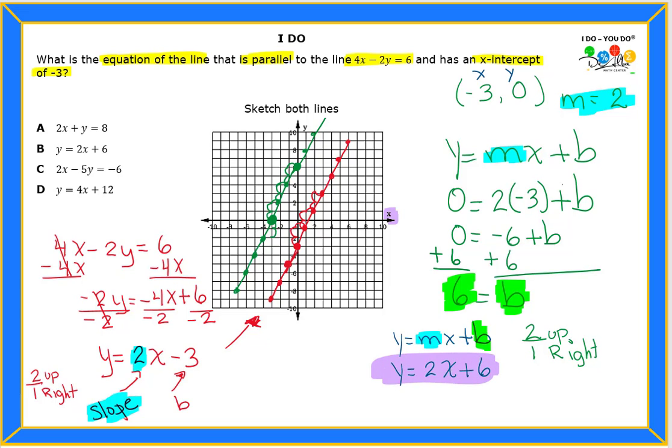This is a new equation. Notice how this one and this one over here both have 2 as the slope. Look at the answer choices, and hopefully you agree that it looks exactly like letter B. Very good.